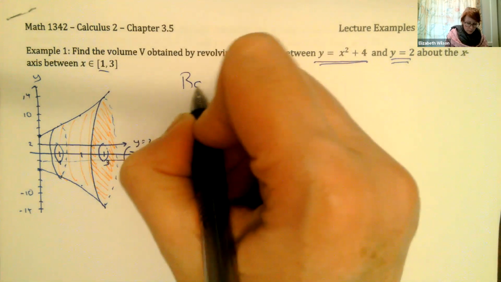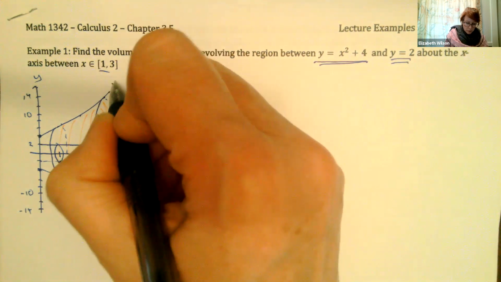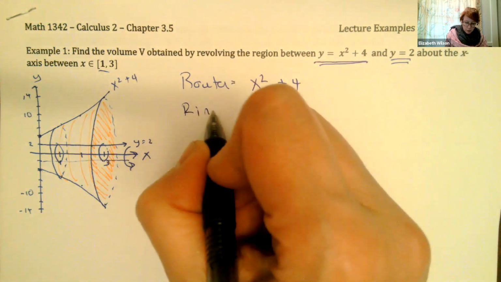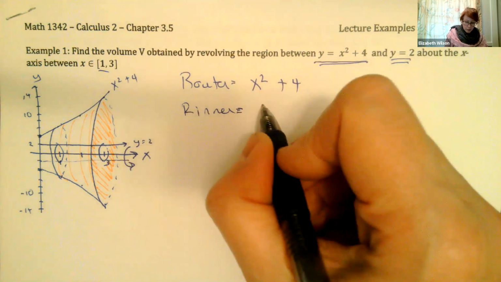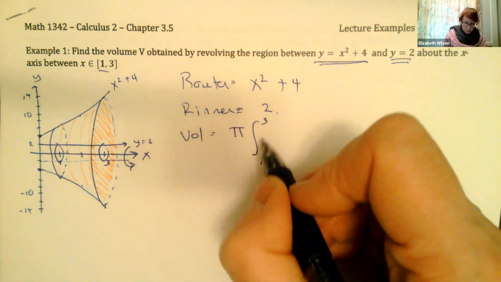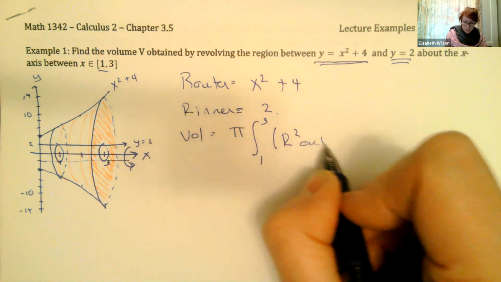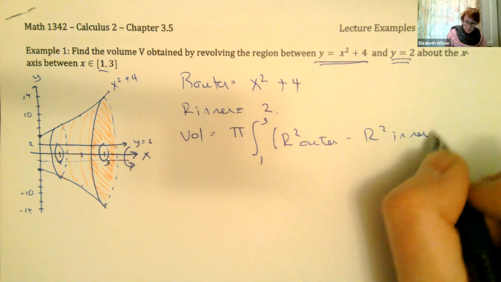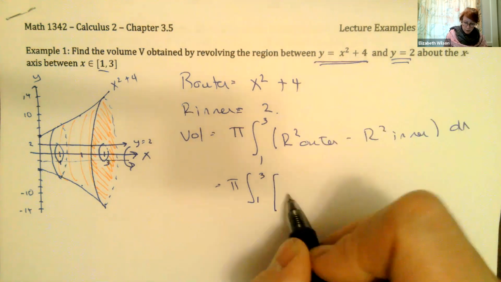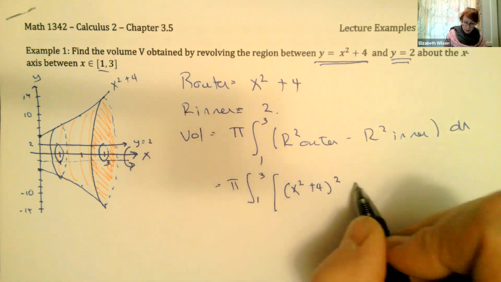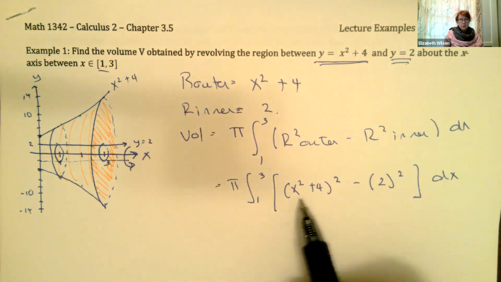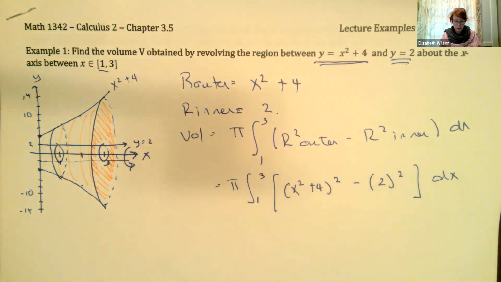So our outer is equal to this. This is x squared plus 4. Our inner, this one here, is y equals 2. So our volume is going to equal pi, and I'll factor the pi out, integral from 1 to 3 of our squared outer minus our squared inner, dx. So this is going to be x squared plus 4 squared minus 2 squared, dx. So I have to FOIL, square this number, combine all like terms, and then I can just integrate using the power rule.